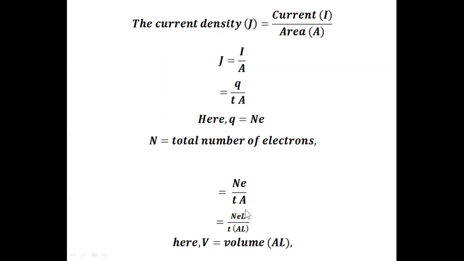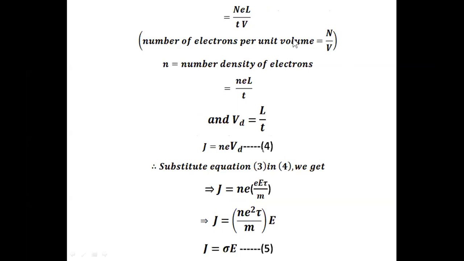Now in this expression I am multiplying and dividing by capital L, which is the length of our metal. If you put L in the denominator and the numerator, you can see there is A into L, area into length, which represents the volume of the metal. Just substitute A into L is equal to volume. Now what you will get here? N into e into L divided by T into V. V here means the volume of the metal.